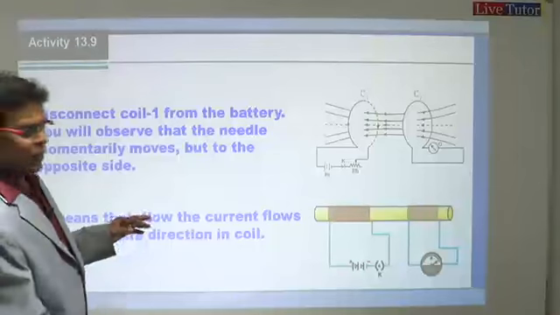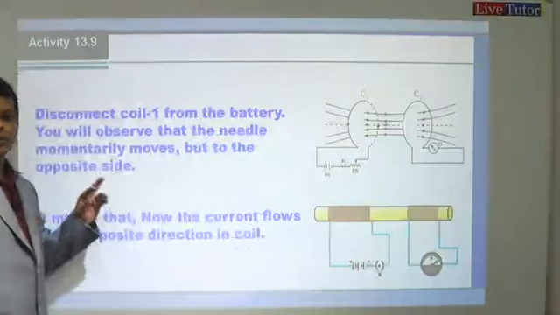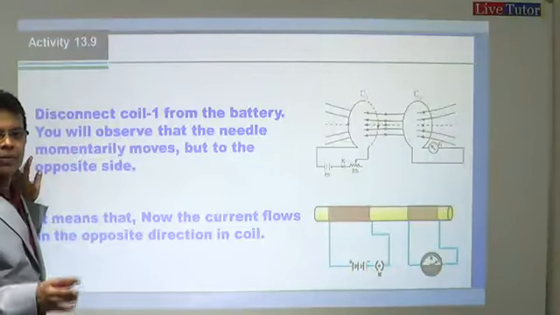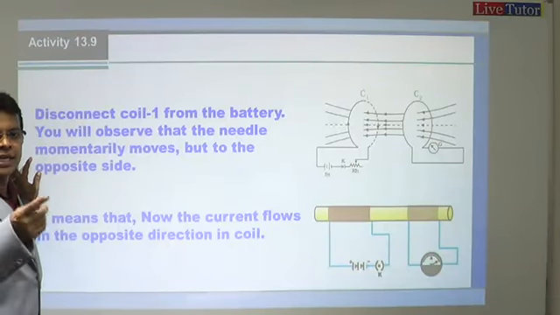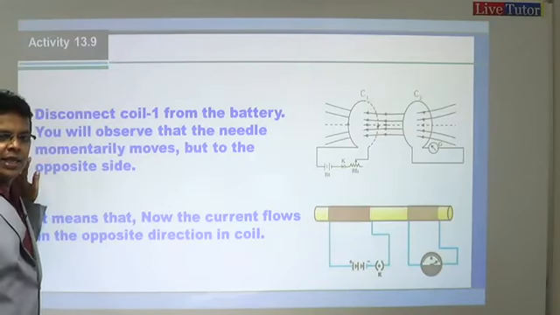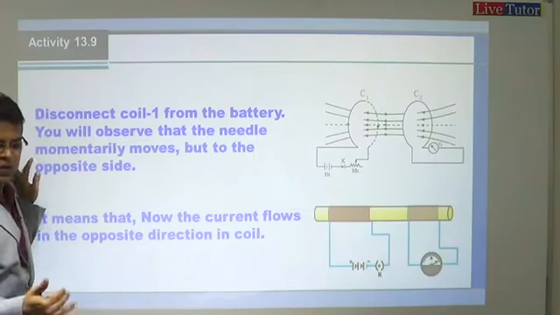And now, you disconnect the coil. Now, you take out the plug key. What will happen? Again, there will be some deflection in the galvanometer, but in the opposite direction. Do you know why? Because the current is flowing in the opposite direction. That is, from 0 to the maximum it flowed the first time. Now once you take out the key, the current will start reducing from maximum to 0.